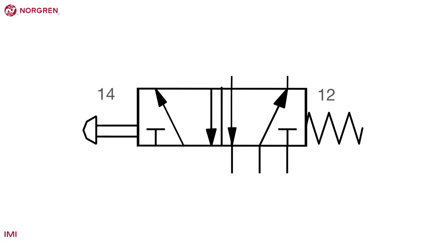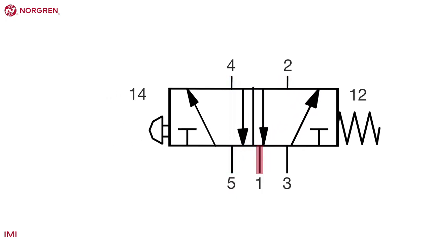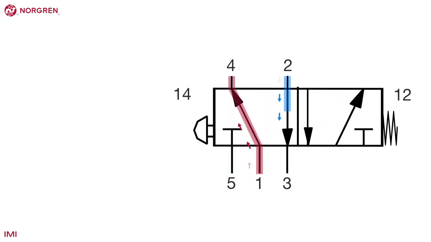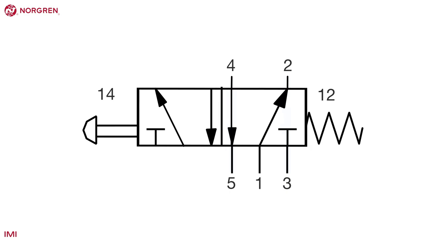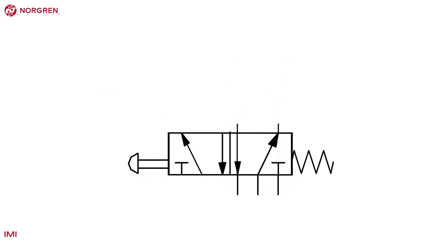2 boxes represent 2 positions, and the ports are numbered. When the air flows to port 2, the air from port 4 passes to the exhaust. When the air flows to port 4, the air from port 2 passes back through the exhaust. A 4-2 valve is less common and is not shown here. These valves are similar to a 5-2 valve but share an exhaust port.